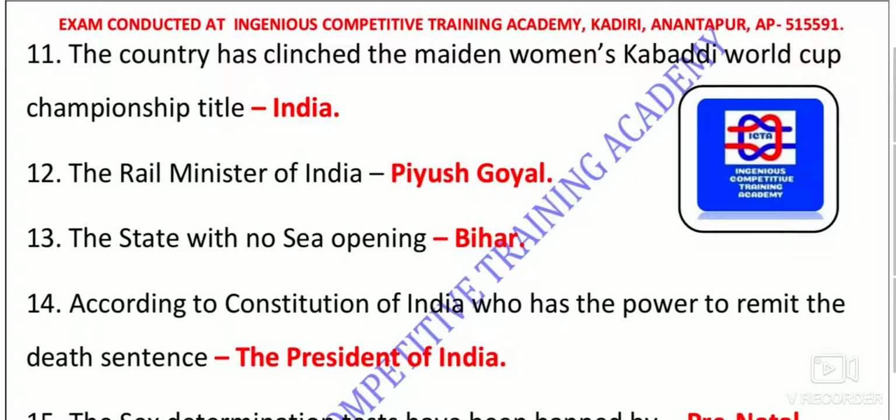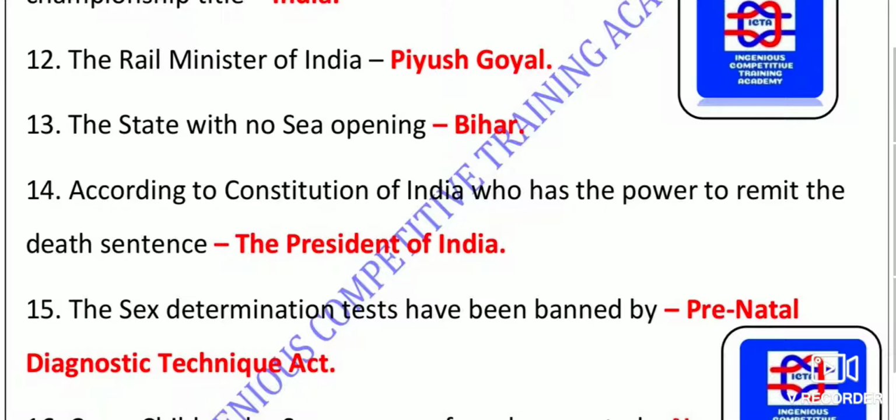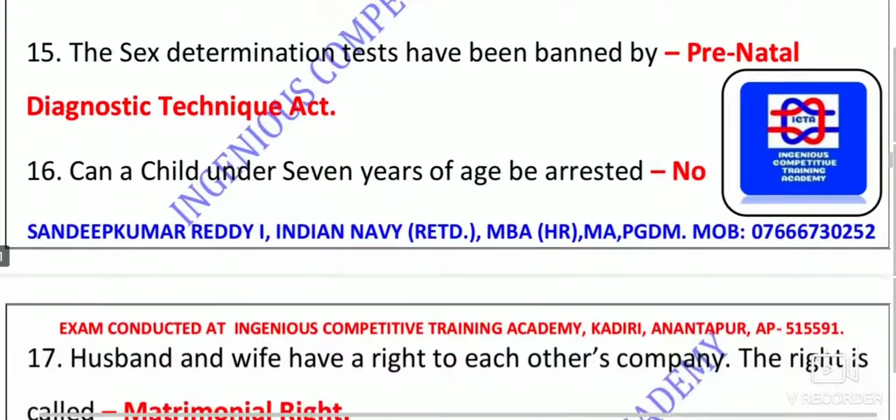Next we have, according to the Constitution, he is also known as the Supreme Commander of the Armed Forces and first citizen of India. Sex determination tests have been banned by the Prenatal Diagnostic Technique Act. We knew that sex determination has been fully banned because female fetuses were being killed. Even in Haryana that is happening, which is very bad. Because of that, sex determination has been banned by the Prenatal Diagnostic Technique Act.